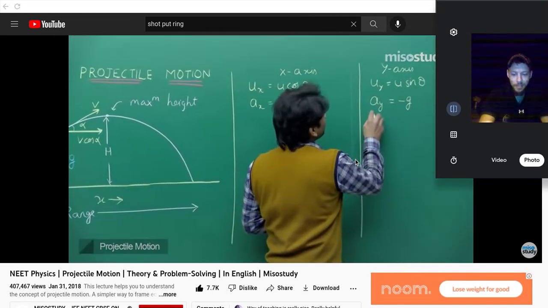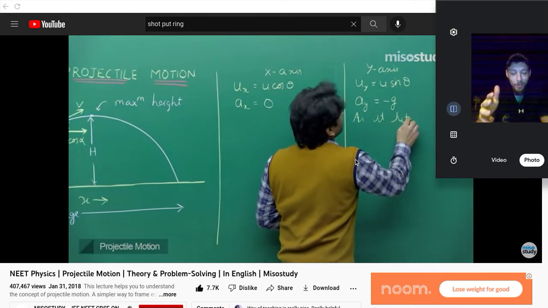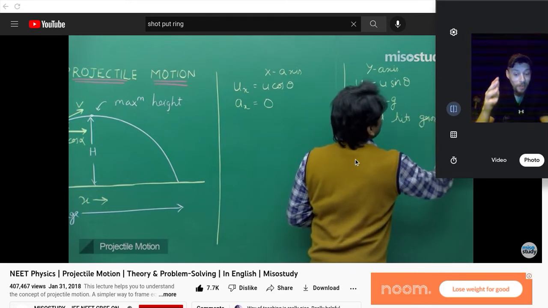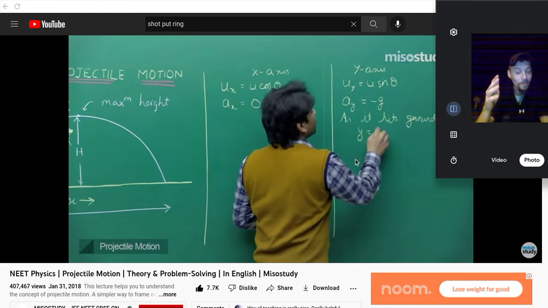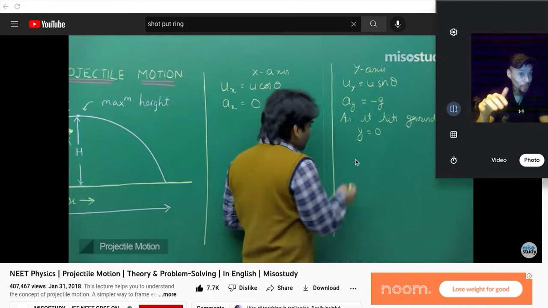So as it hits the ground again, the vertical displacement is 0. So using that, we can find the time of flight.